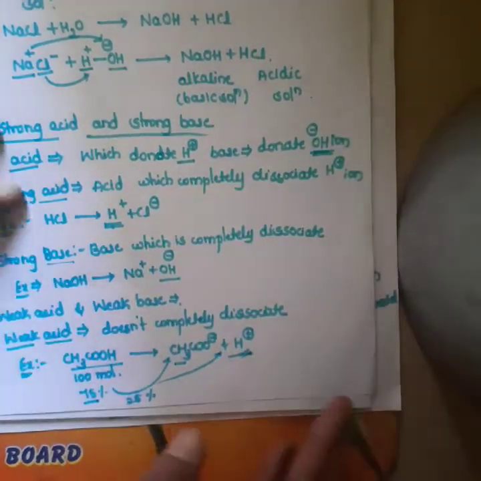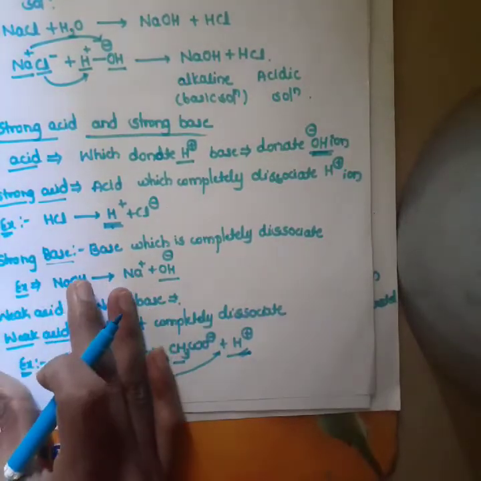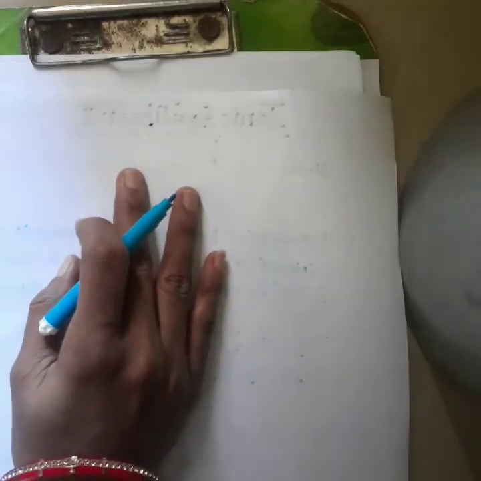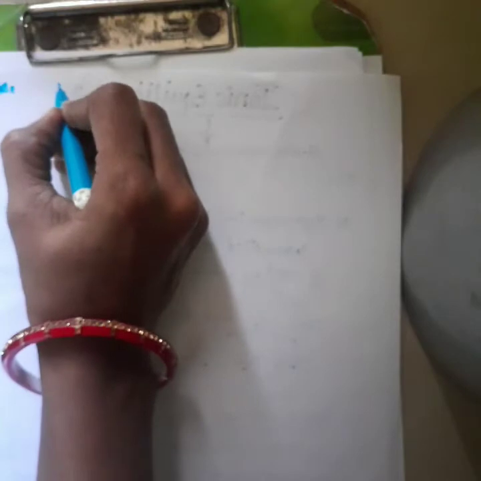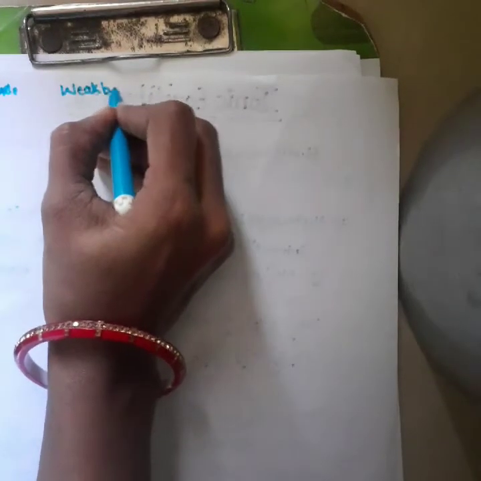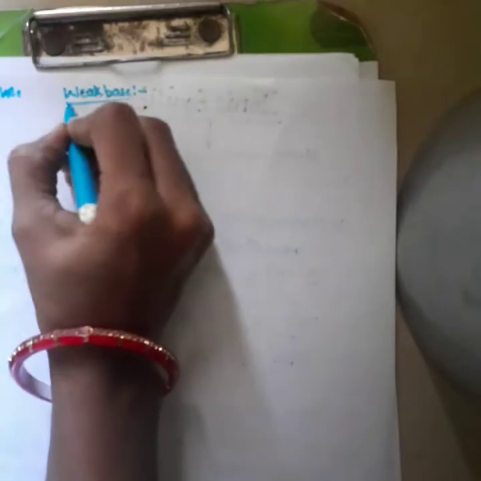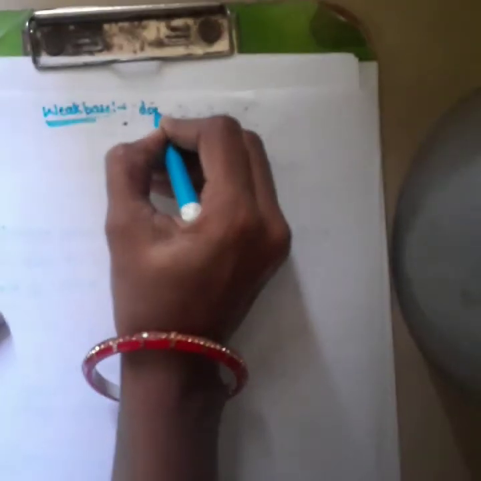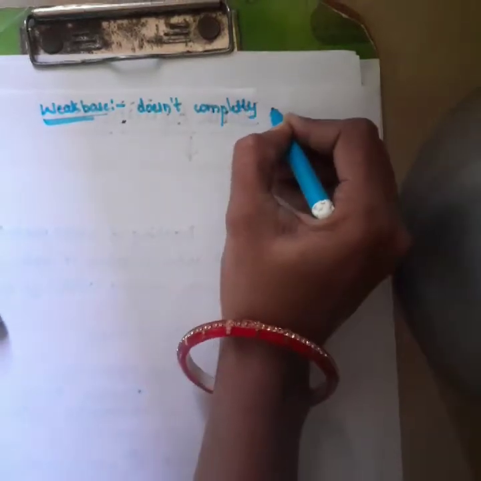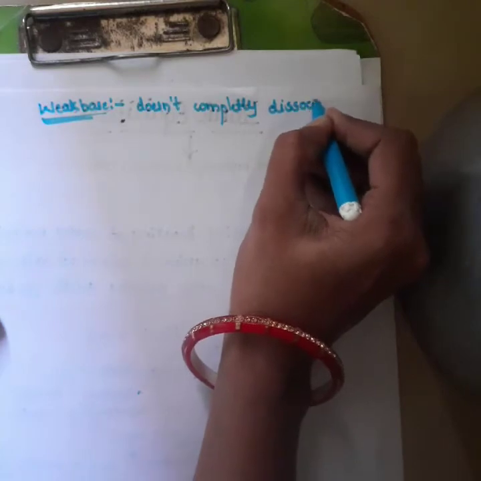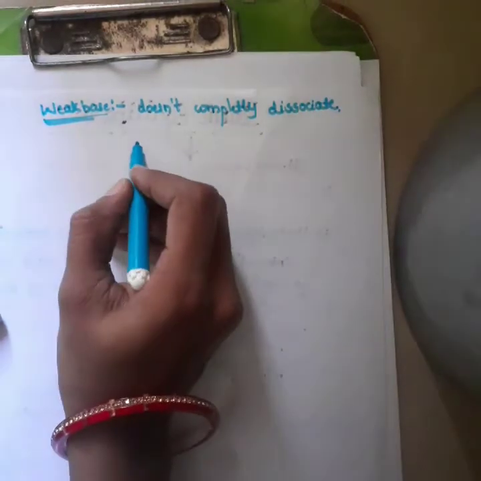Same as weak base. In a weak base, what happens? It is a base which doesn't completely dissociate. A base which doesn't completely dissociate is called a weak base.